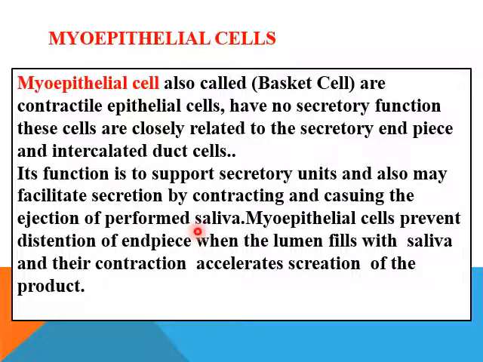saliva. So their location is on the acini, either serous or mucous or serous demilune, and they look like basket cells with contractile property. Myoepithelial cells prevent the distension of the endpiece when the lumen fills with saliva, and their contraction accelerates secretion of the product.